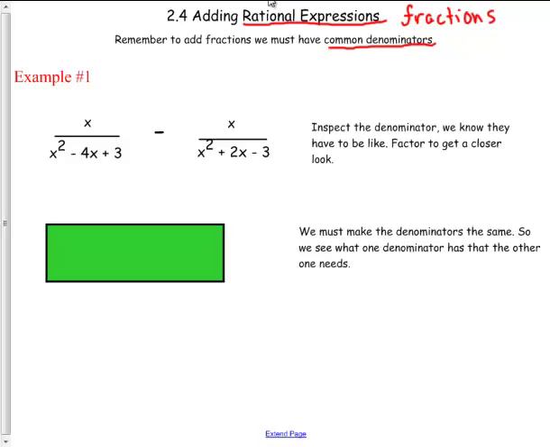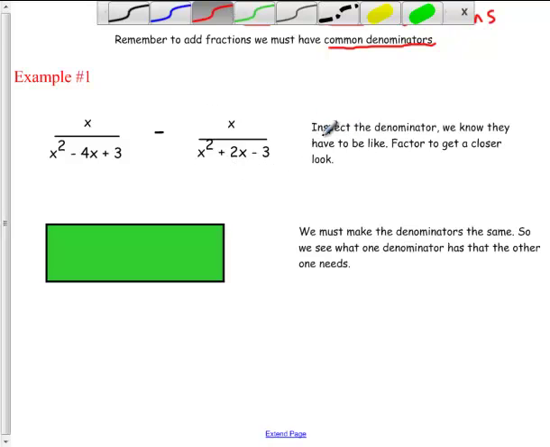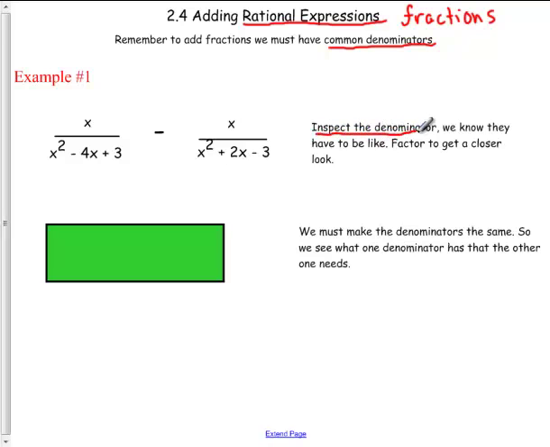So if we look at the first one, we have this lovely fraction here. We have x squared minus 4x plus 3 minus x over x squared plus 2x minus 3. And since we are adding, the first thing we have to do is inspect the denominator because this signals our brain that we must have common denominators. It's not like multiplication or division where you can just multiply anything you want together. And when we look at these, we see they are not alike.